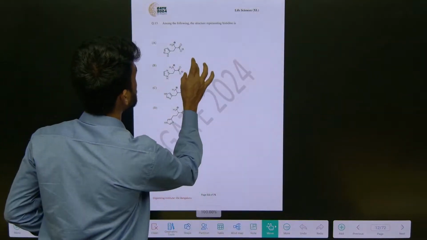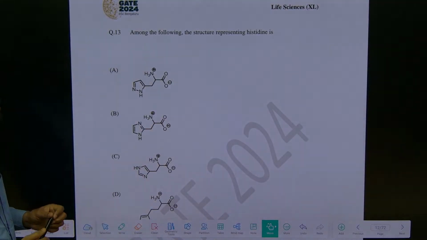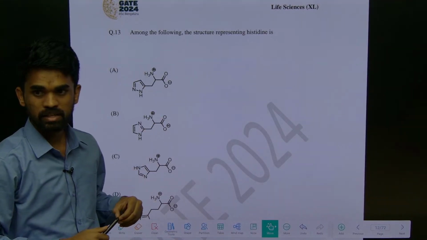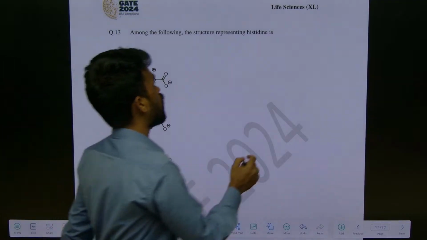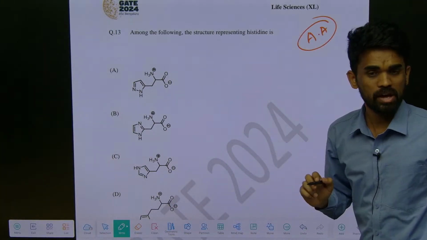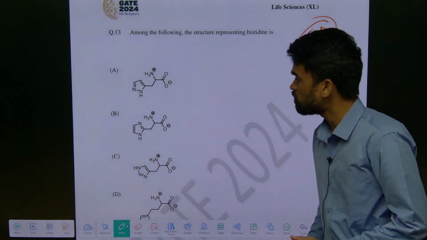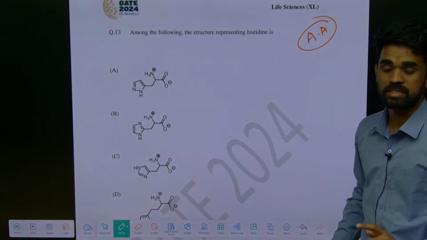What about histidine? Among the following, the structure that represents histidine. I suggest you go through all the amino acids list. Make the list of 20 amino acids, and I am saying the structures. So now the question will be like this. The next question will be like this.